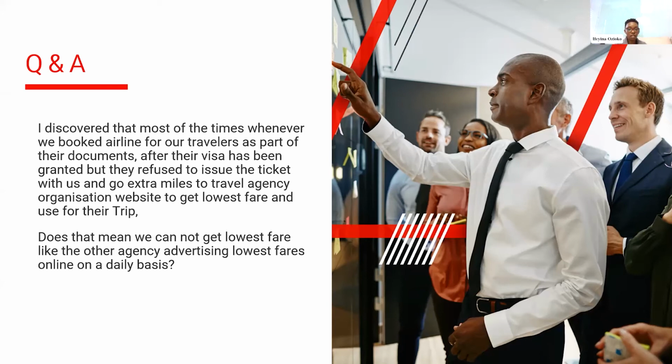Thank you so much, Mr. Oladayo, for the clarification. Now, moving on to the next question, which is being displayed on the screen. I discovered that most of the time, whenever we book airline tickets for our travelers as part of their documents, after their visa has been granted, they refuse to issue the ticket with us and go the extra mile to travel agency organization websites to get the lowest fare and use it for their trip. Does that mean we cannot get the lowest fare like the other agencies advertising lowest fares online on a daily basis?